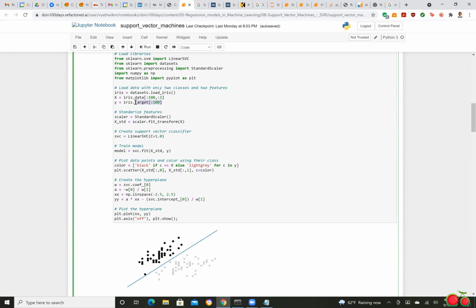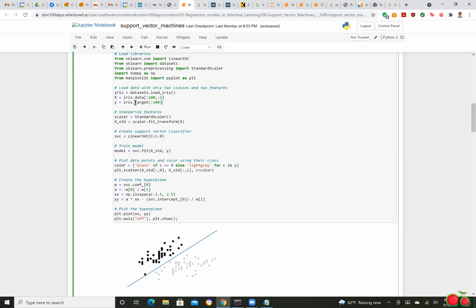Now the target here, right? Iris.target. The target itself is a column which has numbers 0, 1, or 2, because there are three categories or three species of iris flowers. So what target basically tells me is, does this belong to species number 1? Does this flower belong to species number 2? Or does this flower belong to species number 3? That's basically what the target is telling me, right?